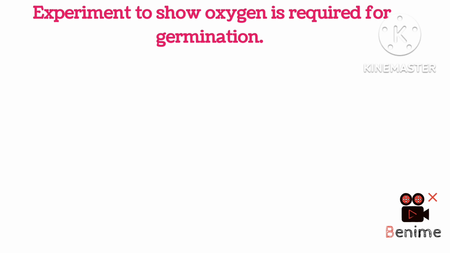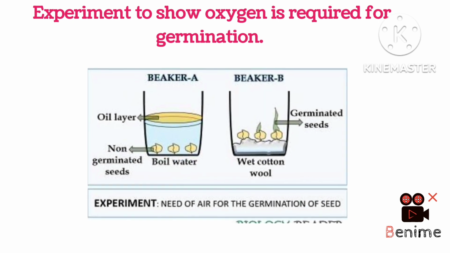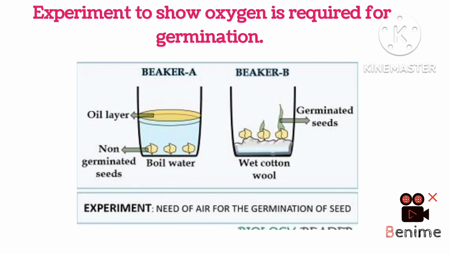Experiment to show oxygen is required for germination. Same, we take two beakers A and B, we keep the non-germinated seeds with the cotton wool, and in beaker A we put some oil layer so that it does not allow the air to come inside. So we can see that the beaker B seeds germinate but beaker A seeds do not germinate. This is because air cannot reach the seeds in the beaker A.